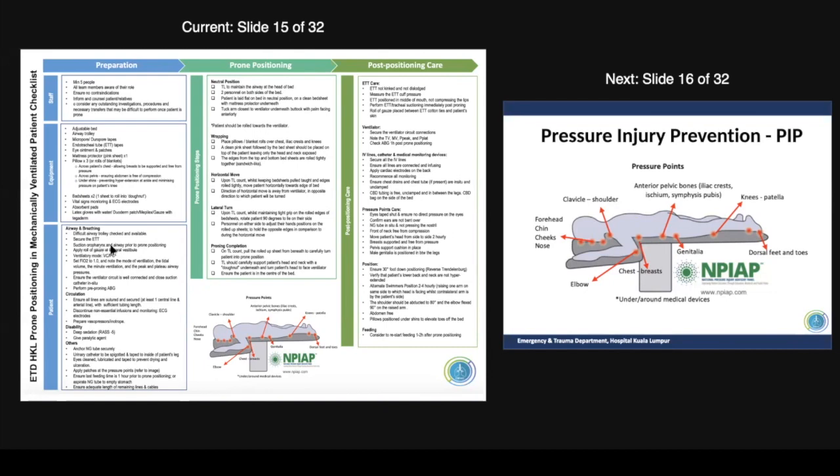Okay, next one ialah suction the oropharynx. Any procedure sebelum you nak pronekan patient, perform the suction first. Okay? Sebab bila kita pronekan patient, dia punya secretion from the lower part daripada lower lung akan excreted. So and another thing is kita nak tengok sama ada ETT di inside tu jugalah by suction. Okay?